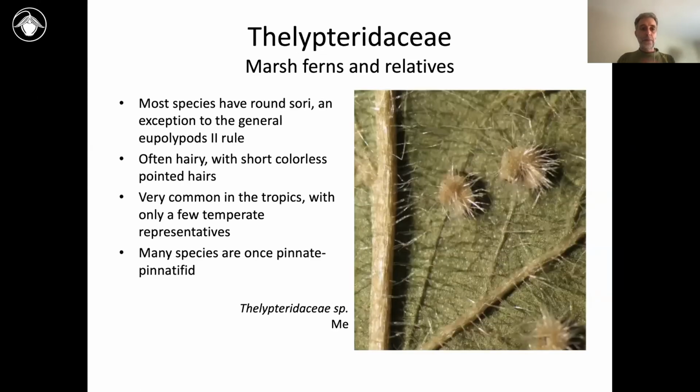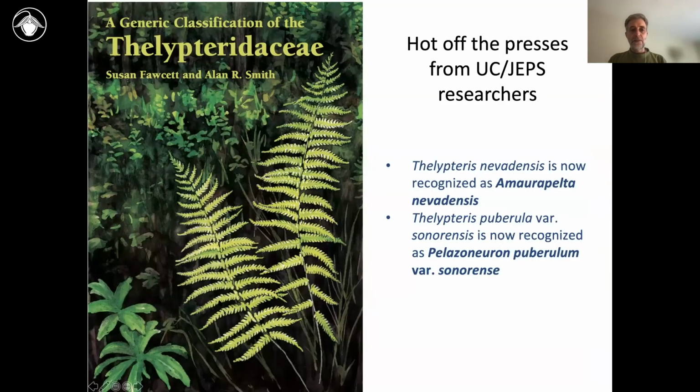And the final family I think I'm going to talk about is the Thelypteridaceae, the marsh ferns. They generally have round sori, so they're an exception to the rule for Eupolypods 2. However, they're quite easy to recognize usually because they're usually hairy with these short, colorless, pointy hairs. So if you see something with hairs like this, you're basically guaranteed to have Thelypteridaceae. And many of the species are pinnate-pinnatifid. So one's pinnate and then pinnatifid, and they look like this.